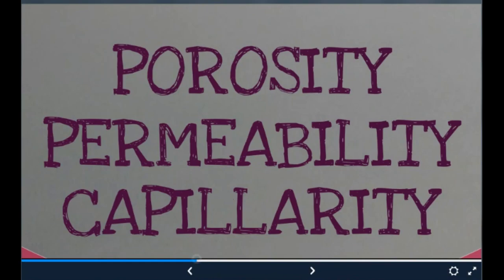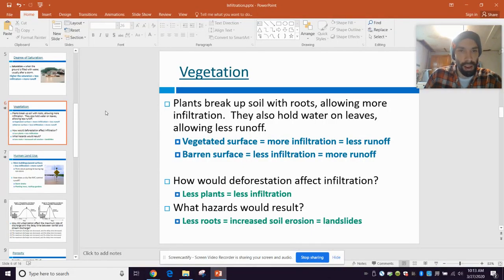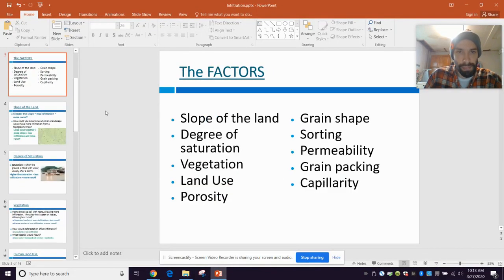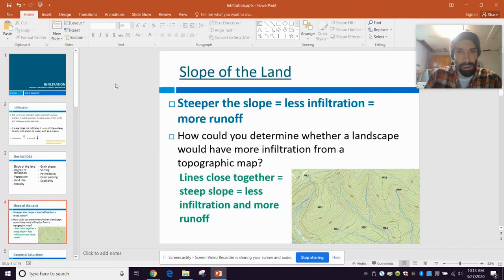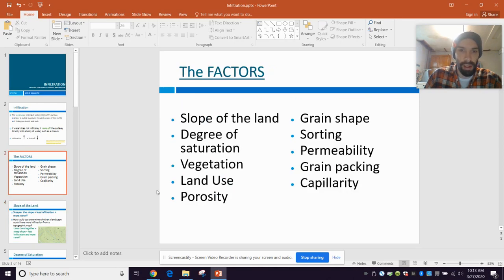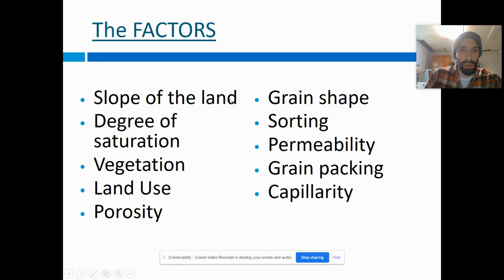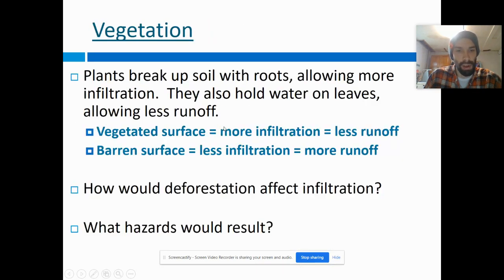So, to start that off, I'm going back to the notes that I was going through yesterday, actually on Friday. These are the notes on infiltration. We were talking about all the factors that affect whether water will go into the ground or just run over the surface, so infiltration versus runoff. We already took a look at slope and saturation, but we did not get to the last bit of this. So I'm just going to quickly go through these things and then we'll talk about porosity, permeability, and capillarity.